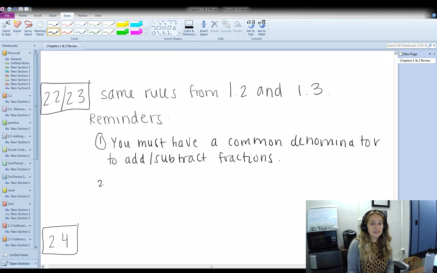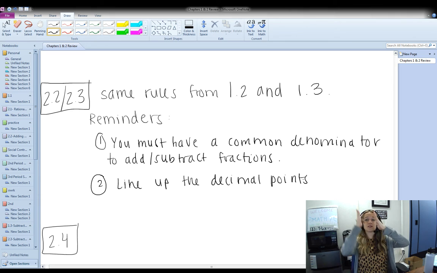And the second thing, when you're adding or subtracting decimals, you have to line up the decimal points. They have to be stacked right on top of each other, those decimal points, or you're not going to get the right answer. So that is pretty much the most important thing for adding and subtracting.